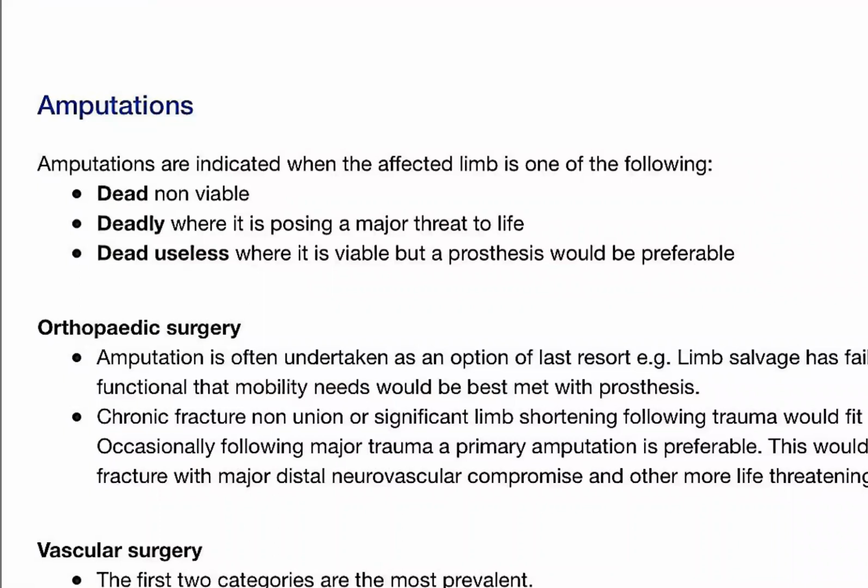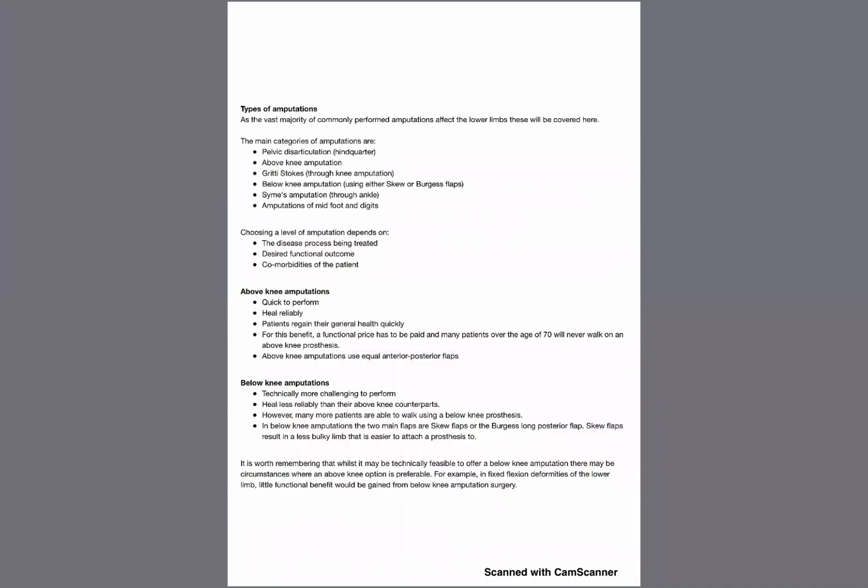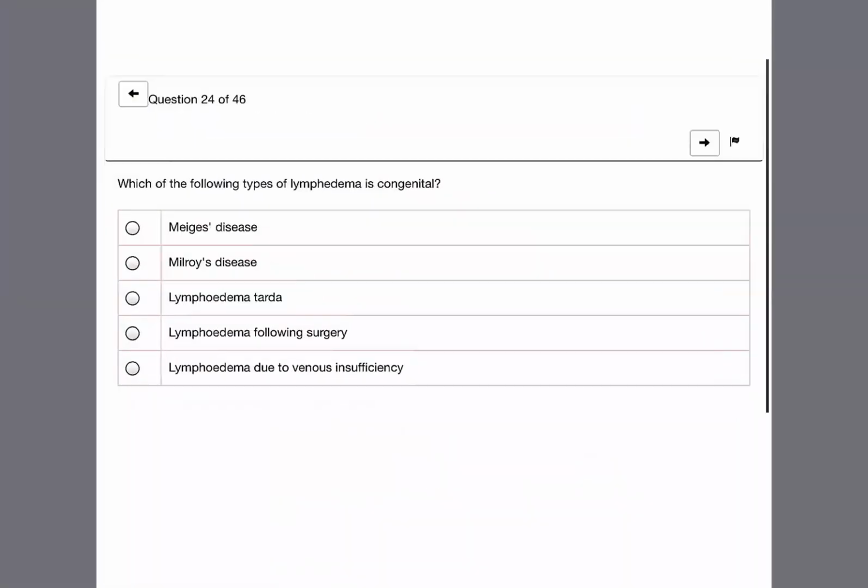Okay. A non-viable organ or deadly organ, which means the organ is infected so it can endanger life, or a useless dead organ. So a dead non-viable or deadly or useless dead organ are the three main indications for amputation. Okay, Dr. Az, go.